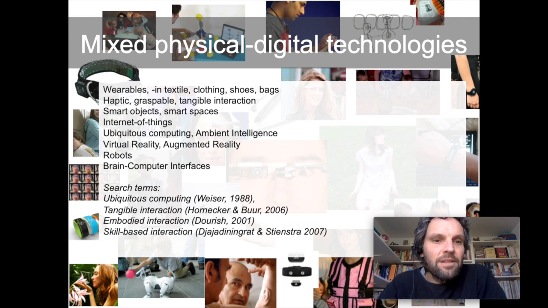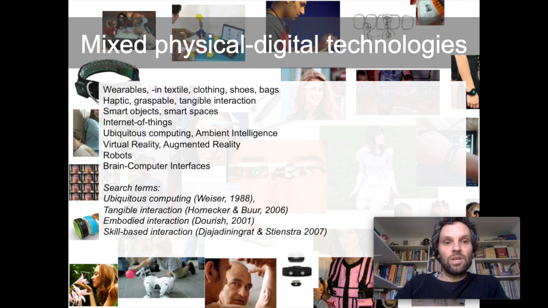So if you're into anything that is to do with wearables, haptic interaction, tangible interaction, smart objects, smart spaces, Internet of Things, ubiquitous computing, ambient intelligence, VR, AR, robots, brain-computer interfaces, all of that, then this course could be relevant to you. The other way around, if you like this course and you want to find out where can I make it in practice, you could do some searches on these terms to find out what kind of application fields would most likely be connected to the theories discussed in this course.